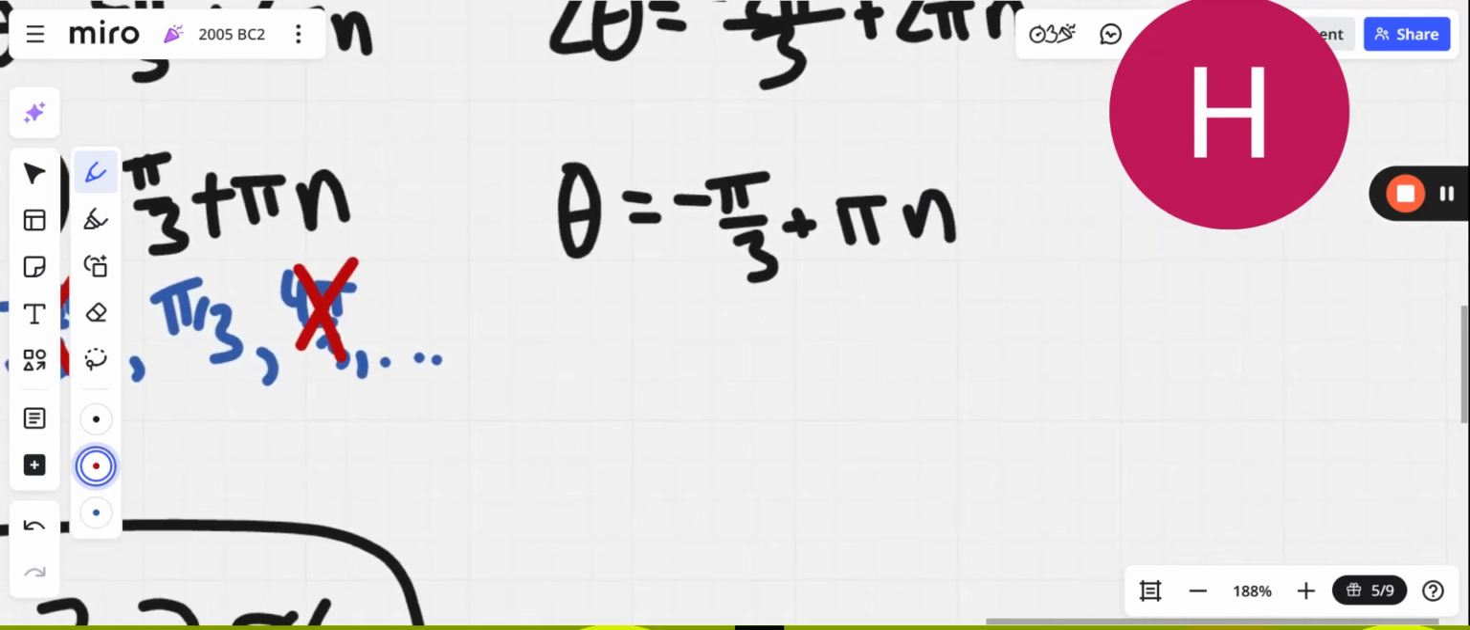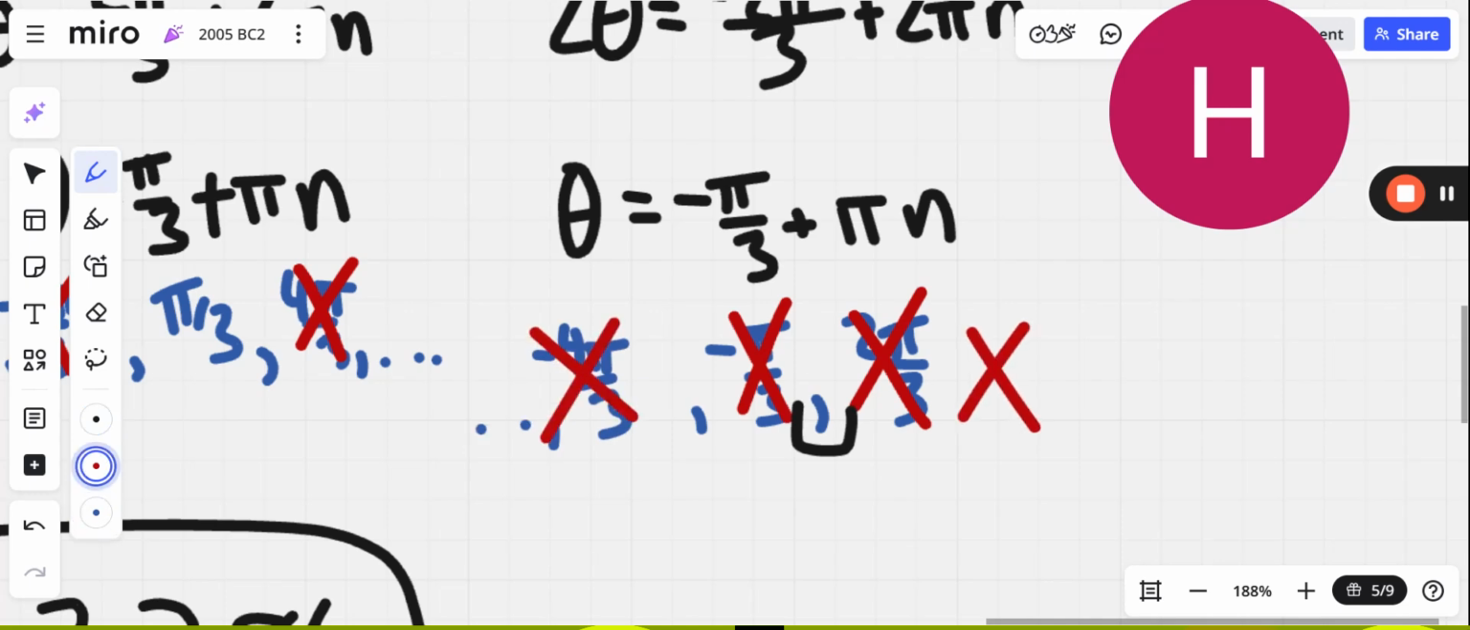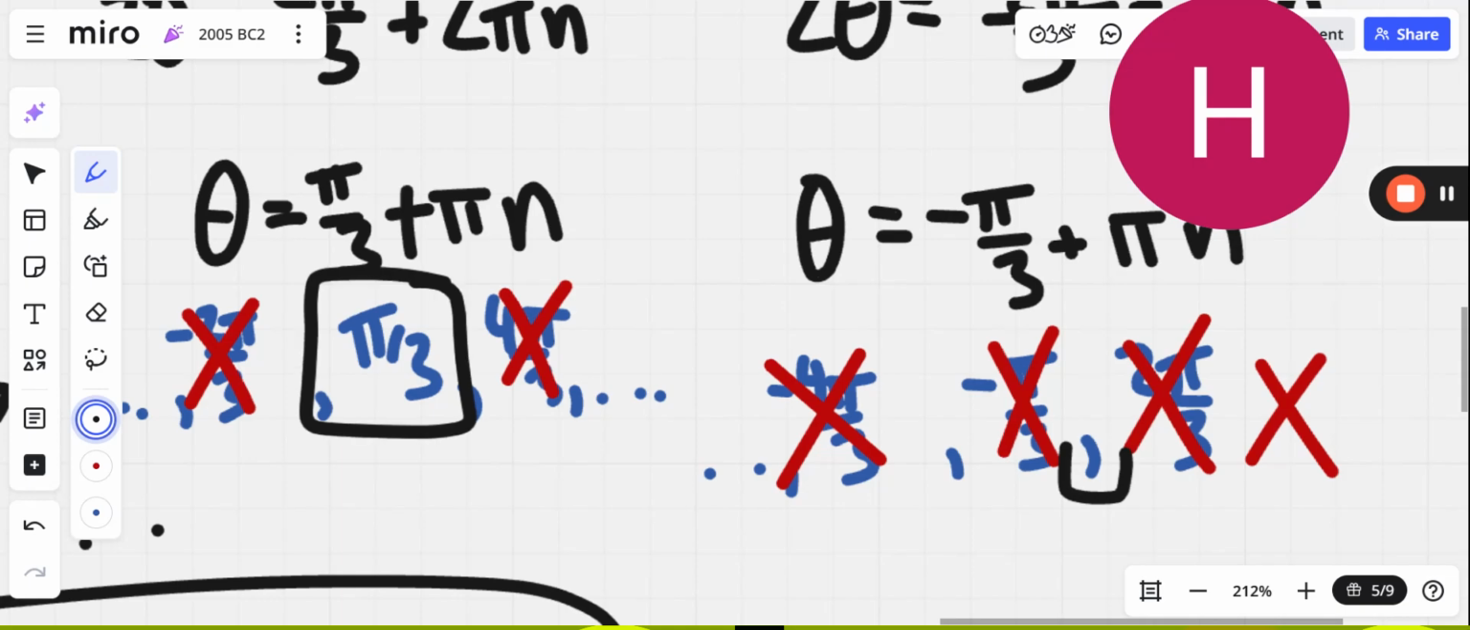And then for here, we start off with negative pi over 3. That's obviously not going to cut it. If we add pi over 3, we end up with 2 pi over 3. That's not going to cut it either. That's past pi over 2. That is too far. So none of these are working because the region that we're working with is in between here. So like, of course, negative 4 pi over 3 and so on. That's not going to work. So our only angle is pi over 3.